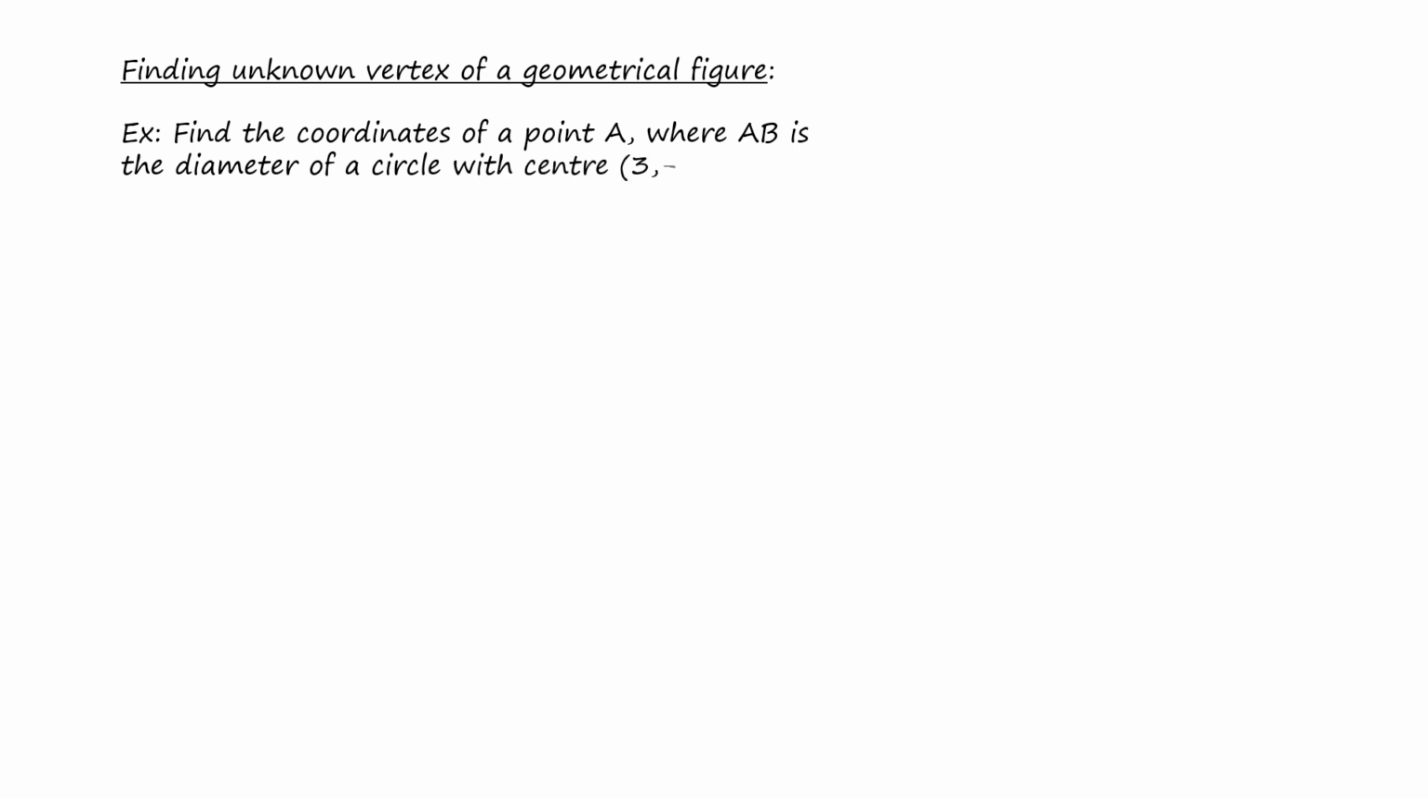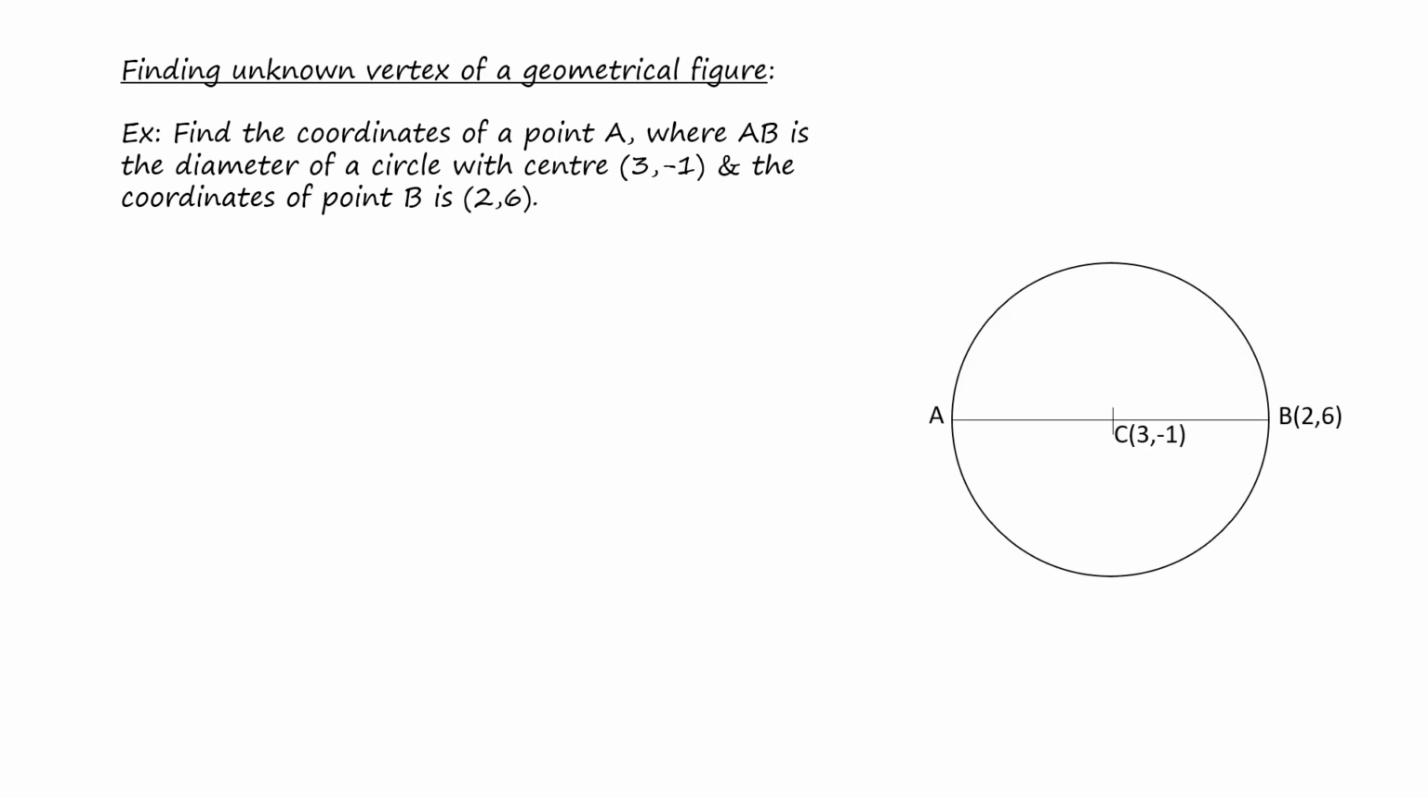The next one is finding an unknown vertex of a geometrical figure. Let's understand through an example. Find the coordinates of point A, where AB is the diameter of the circle with center (3, -1) and the coordinates of the point B are (2, 6). Let's draw the picture. As you see in the picture, AB is the diameter of the given circle and C is the center of the circle with coordinates (3, -1). We need to find the coordinates of the point A.